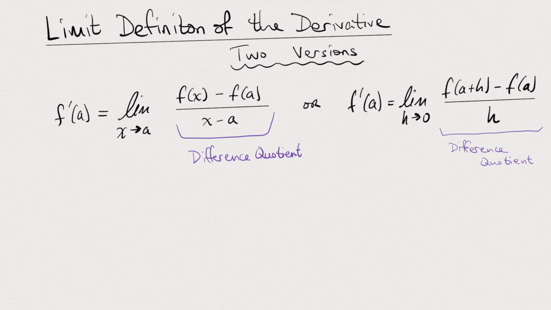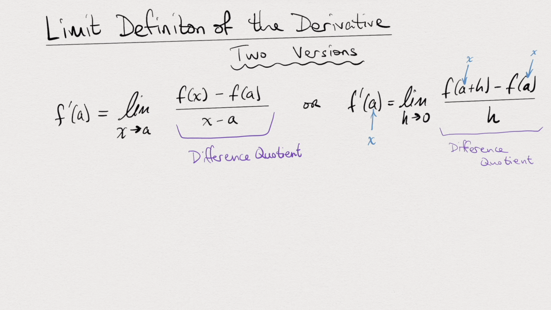So the limit definition of the derivative is going to give us the slope of the function at x equals a. Sometimes you might see this a here replaced with an x in all of the locations, and that is fine too. Just some quick tips about these two versions.